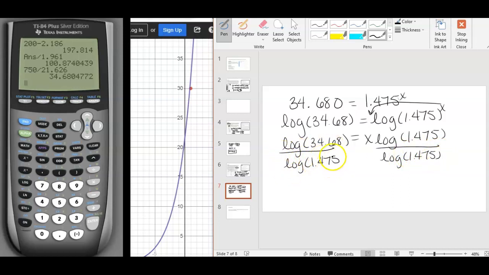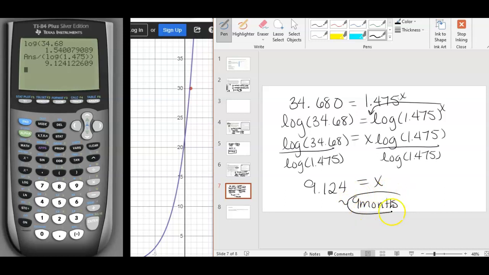Now to solve for x, I can divide both sides by the log of 1.475. And when I do that, I have x equals, and then let's do this on the calculator. So we have log of 34.68 divided by the log of 1.475. And then when we hit enter, that tells us 9.124. So approximately 9 months is required for the rabbit population to equal 750.